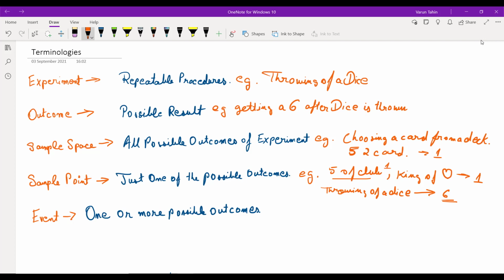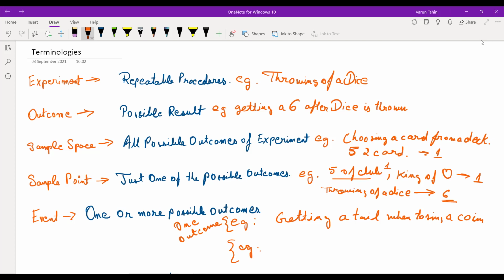Now, event is one or more possible outcomes. The example for this is getting a tail when tossing a coin. Okay, so this will be an example of one outcome. And then there can be multiple outcomes, for example choosing a king from a deck of cards. As you know, in a deck of cards there are 4 kings. Okay, so event can be 4 here. So this is an example of more than one outcome.